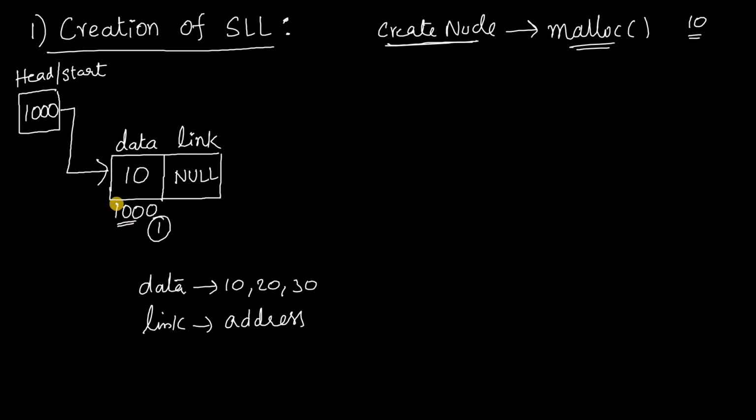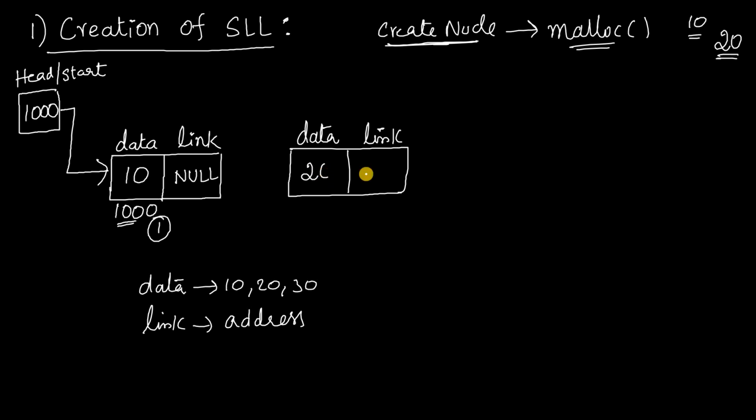Okay, now I want to store one more element, that is 20. So what I have to do? Yes, create a node first. So a node will have two fields, data field and link field, and store the value 20 here, and by default this link field will have the value null. And now my task is, I have to create a link between this first node and the second node. How can I do that?